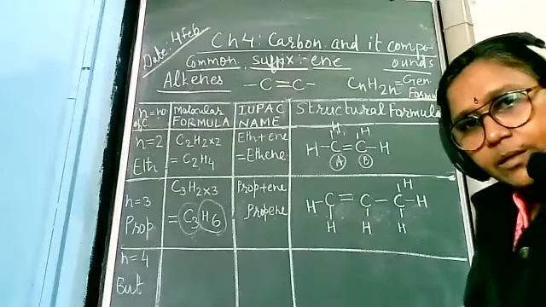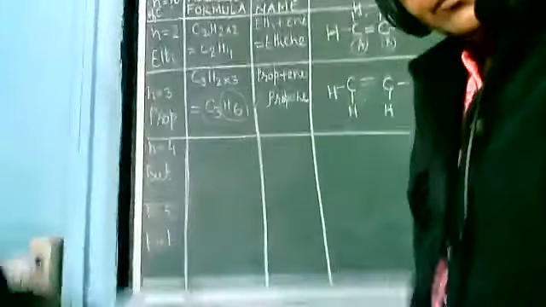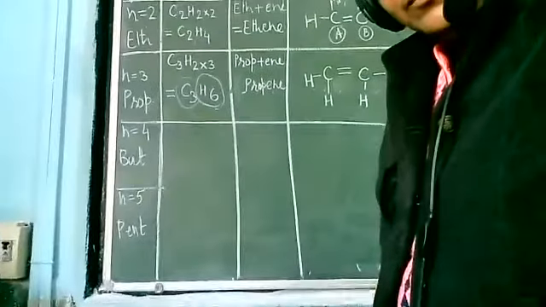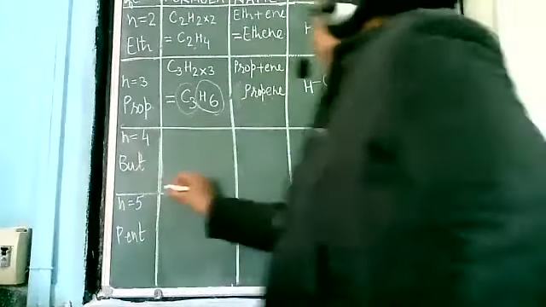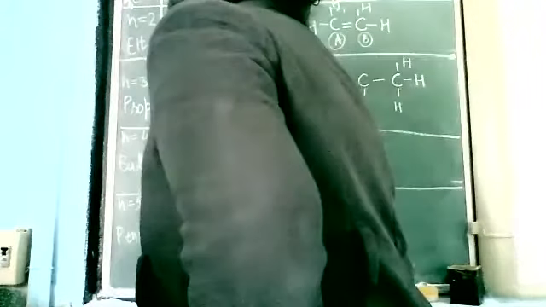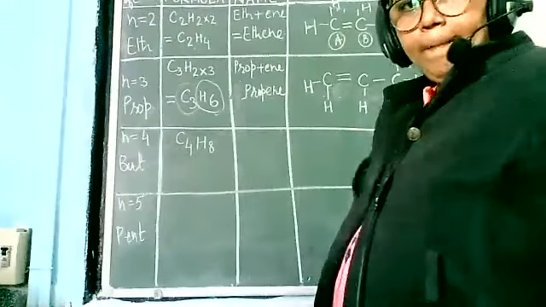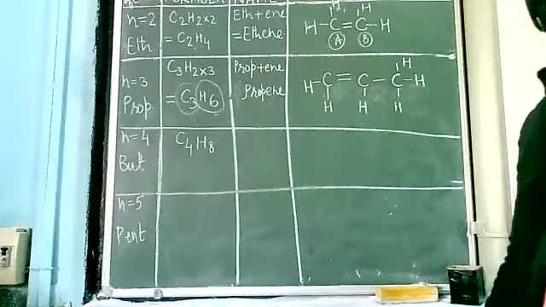Okay. Now n is equal to 4. So what will be the formula? C4H2 into 4, so ma'am, it will be C4H8. Can I directly double it? Yes, you can, ma'am. Make it double.